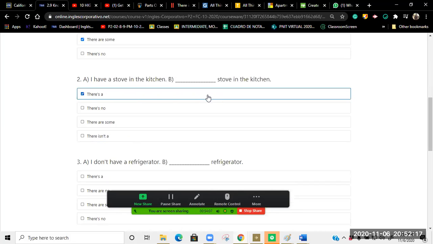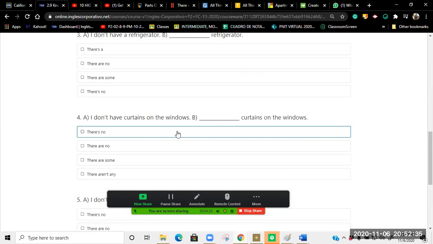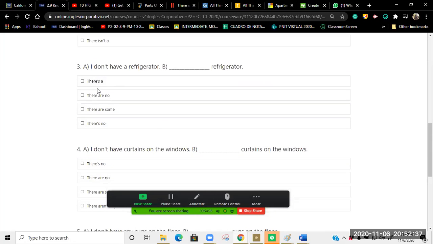There is a stove in the kitchen. La contracción es there's. Pero a mí no me gusta usar la contracción. Yo lo hago de la manera larga porque estamos aprendiendo. There is a. Okay, very good. Then we have, number three. I do not have a refrigerator. Yo no tengo una refrigeradora. So, the answer is negativo. ¿Cuál de estas sería?